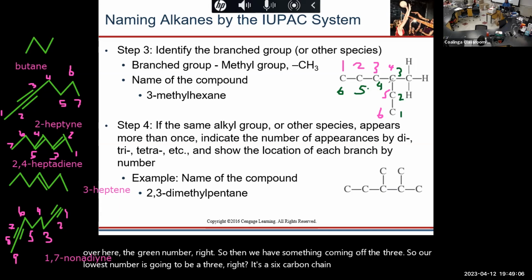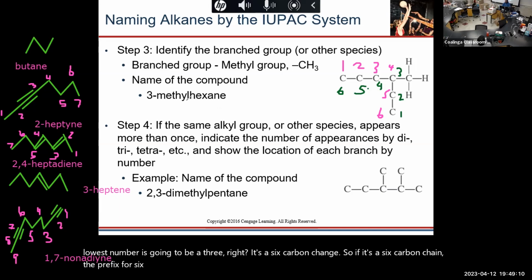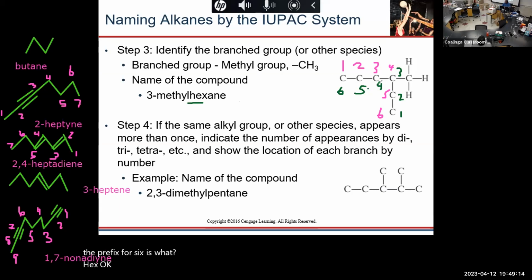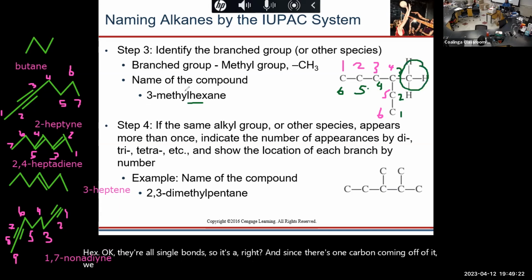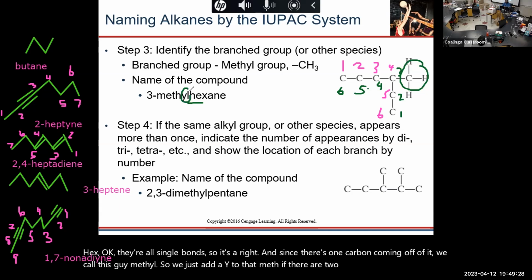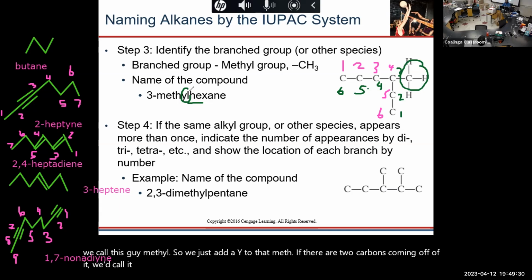So if it's a 6 carbon chain, the prefix for 6 is what? Hex. Okay. They're all single bonds, so it's hexane, right? And since there's 1 carbon coming off of it, we call this guy methyl. So we just add a yl to that methyl. If there are 2 carbons coming off of it, we'd call it ethyl. If there are 3, we'd call it propyl.